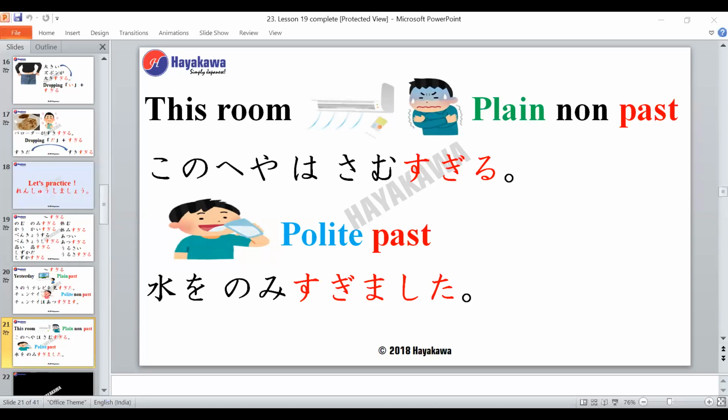Good enough, Siddharth-san. Kono heya wa samu sugiru. Right? We drop e and we add sugiru. So kono heya wa samu sugiru. Very good, Siddharth-san. Arigato gozaimasu.